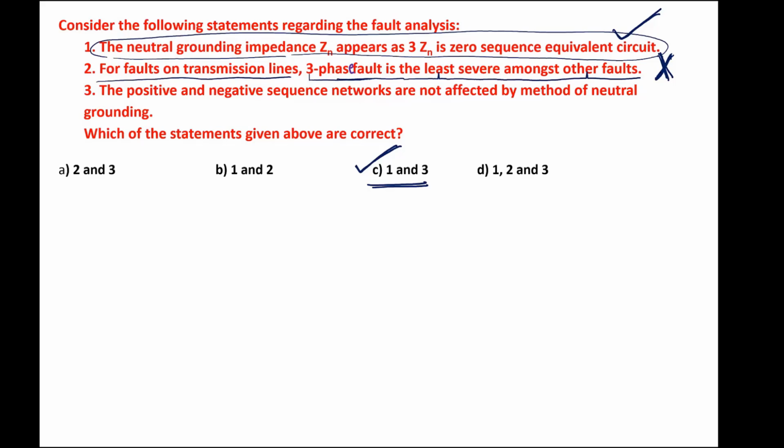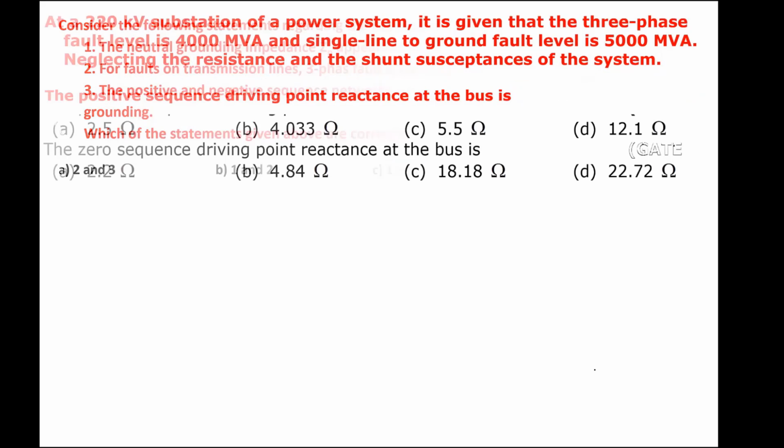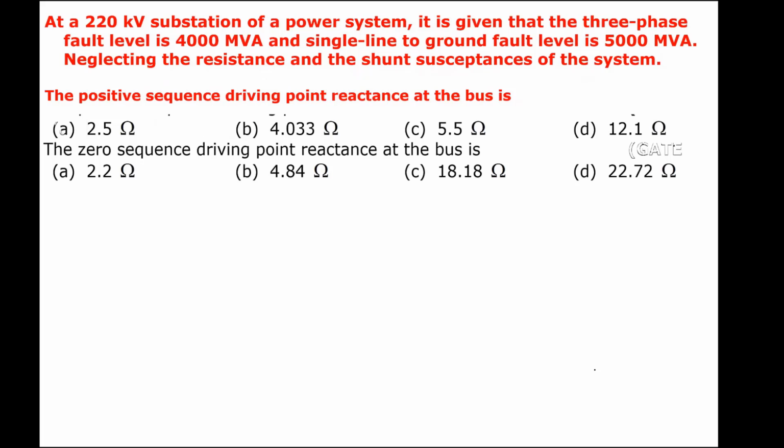Again, the positive and negative sequence networks are not affected by neutral grounding. Why? Because in either the positive sequence network or the negative sequence network, the neutral voltage and ground voltage are both the same, they are zero. So neutral grounding does not affect the positive and negative sequence networks, which is true. So which is the right option? Out of the following, which are correct? 1 and 3 are correct. 1 and 3 are correct. So next, read this question.